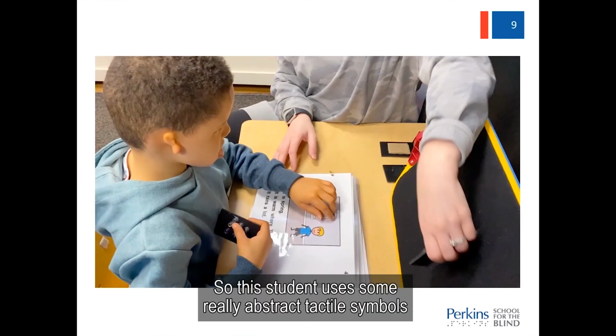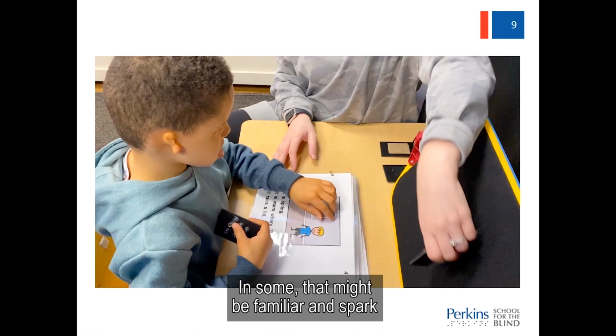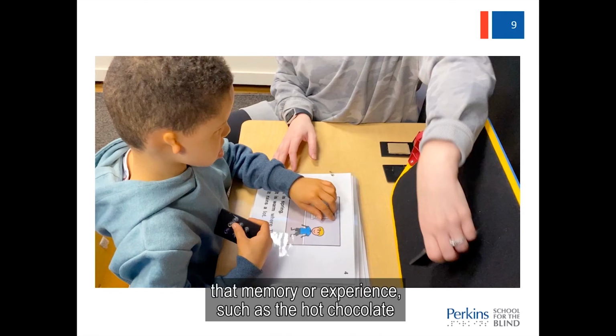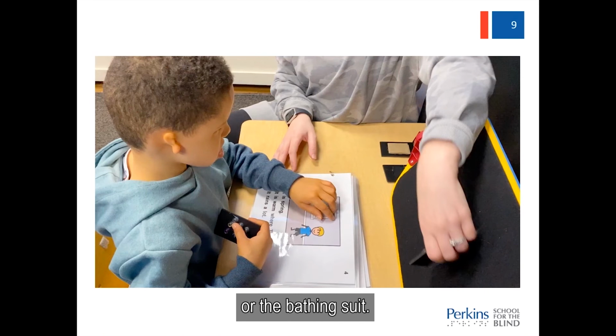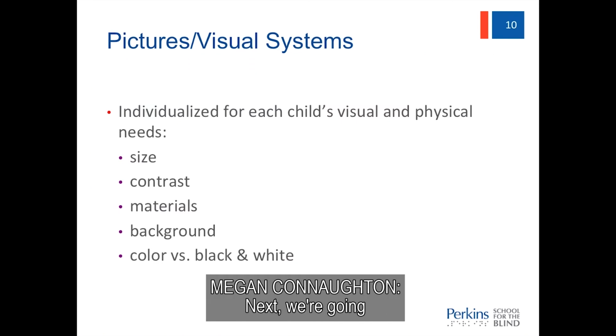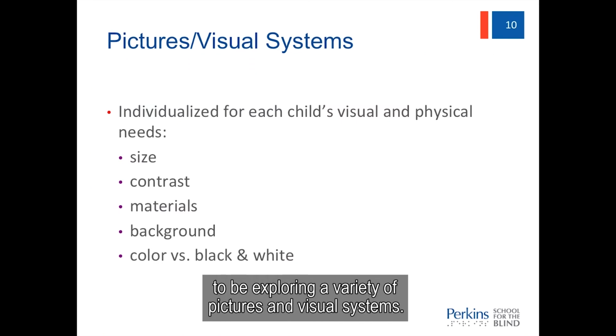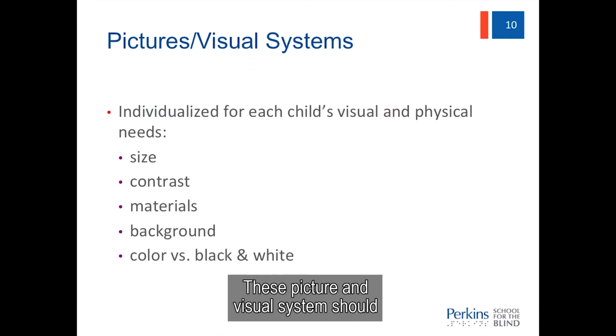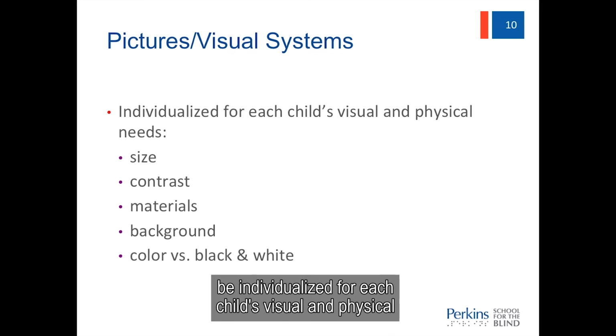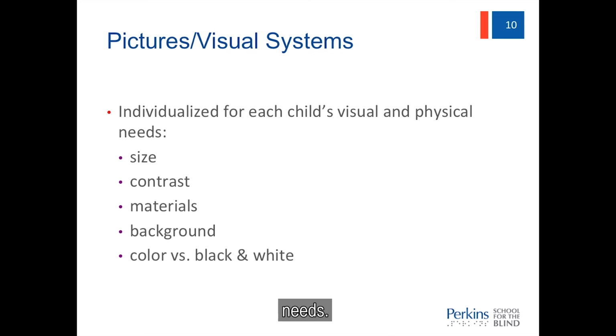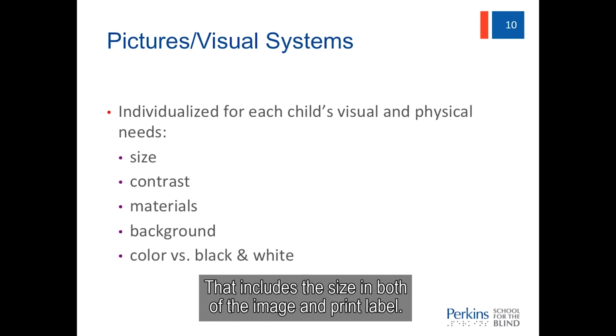So this student uses some really abstract tactile symbols that are given meaning while reading, and some that might be familiar and spark that memory or experience, such as the hot chocolate or the bathing suit. Next, we're going to be exploring a variety of pictures and visual systems. These picture and visual systems should be individualized for each child's visual and physical needs. That includes the size of both the image and the print label.